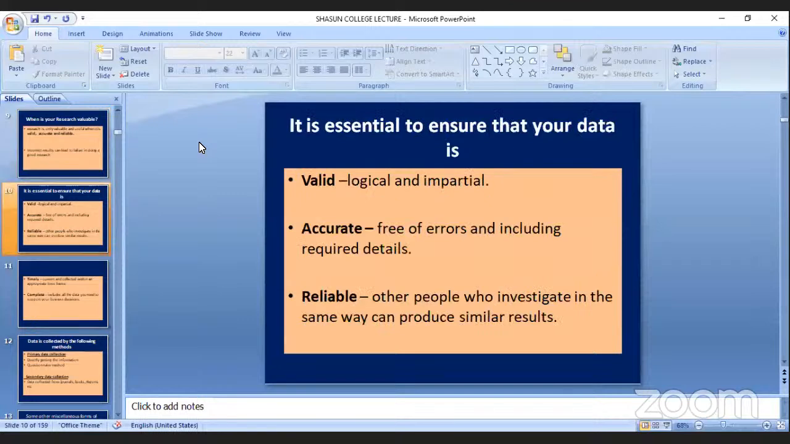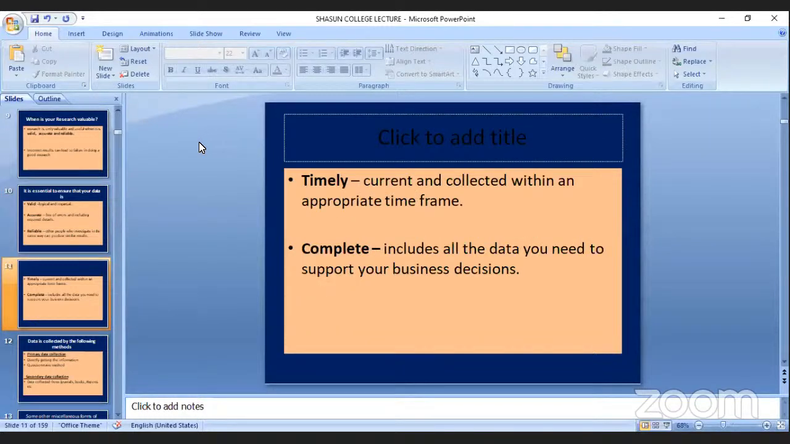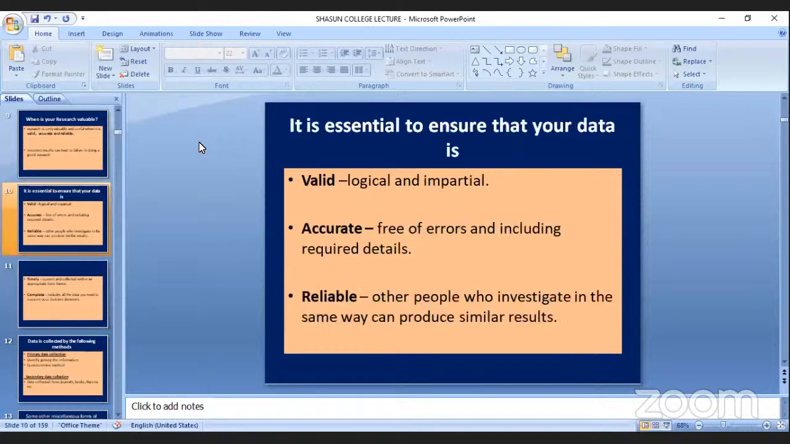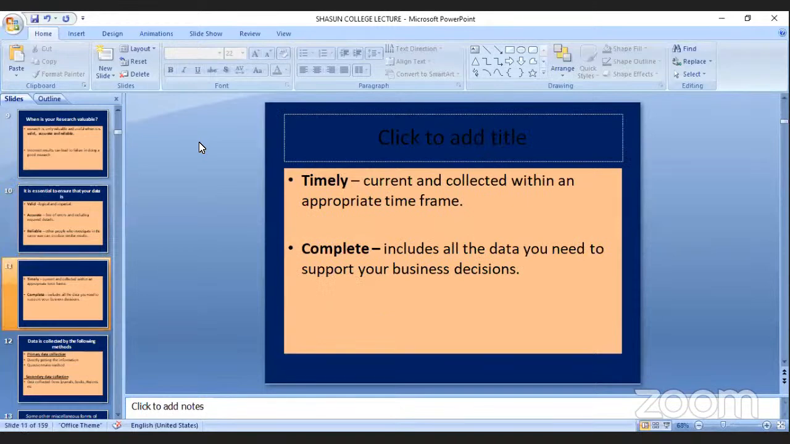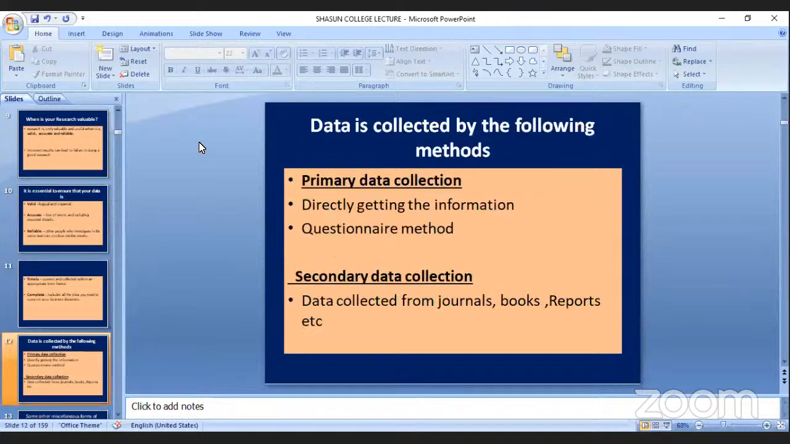So as I said earlier, it is essential to ensure that your data is valid, accurate, reliable, timely, complete. So it should be a valid one. It should be an accurate one, free of errors. There should not be any error. Then a reliable one: people who investigate in the same way, whoever has done it, will give similar results. So the reliability should be there. Correctly, it has to be done in the time period. And then a complete one includes all data, whatever is required for the research you are doing.